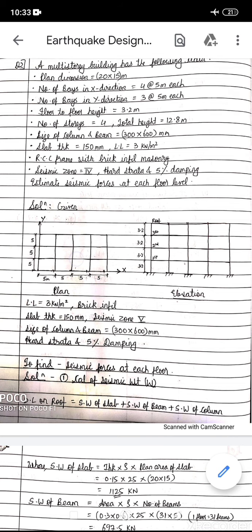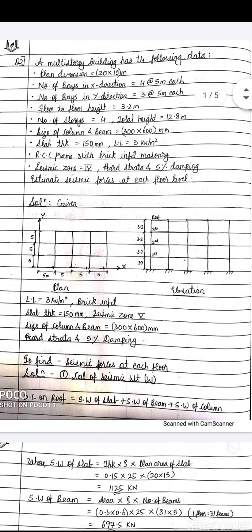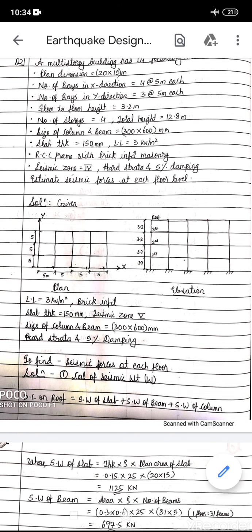So I have just drawn the plan and the elevation. In the x direction you can see the length is 20 meters and in the y direction it is 15 meters. So 20 by 15 meter is the plan dimension. And again in your elevation, the height is 3.2 meters. You can see I have mentioned the height and also the floors, first, second, third and the roof floor. So I hope the plan and elevation is clear to you.